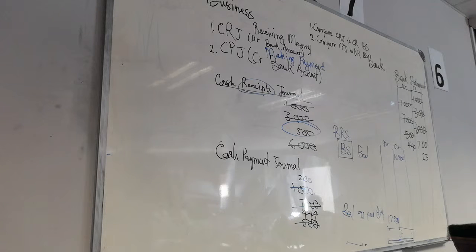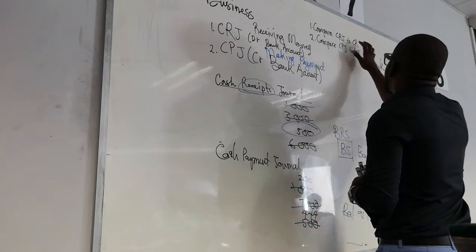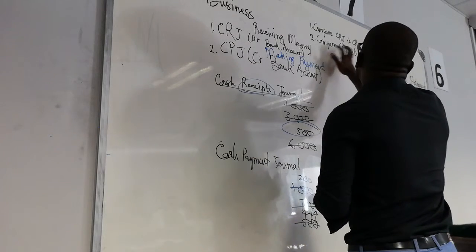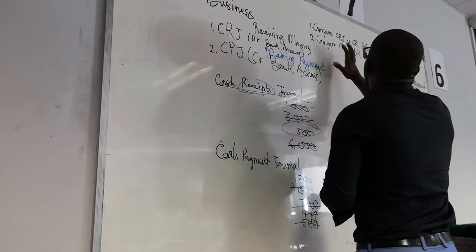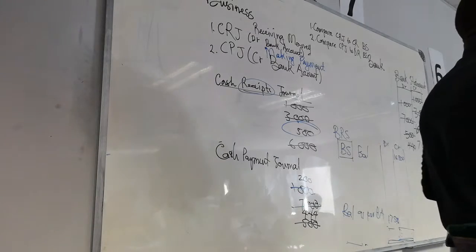Now you need to go and classify your differences. There are three classes of differences that we're going to find. Okay, if we are comparing, we compare CRJ to the credit side, we compare CPJ to the debit side. We are going to find common items, we cancel them. Differences is what we note down.